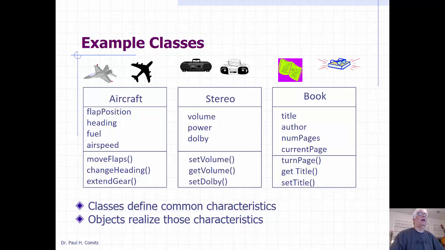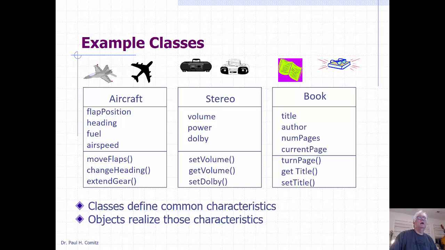Let's look at the stereo class. Stereo can have a volume, power. Does it have a Dolby setting or not? This could be the setting from 0 to 10 on the volume control. This can be what is the power rating for this stereo? Is it 30 watts or something? And Dolby, maybe that's Boolean, maybe just true or false. Is it equipped with a Dolby noise reduction system? Here, set volume, get volume, set Dolby, or turn it on and off. It could also be, is the Dolby on or off? This is the behavior.